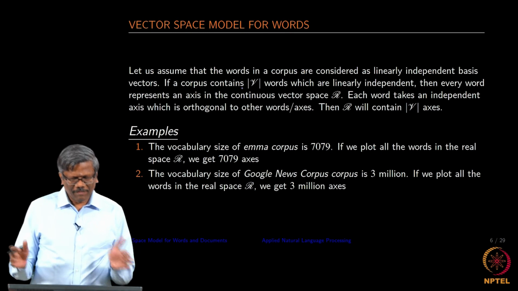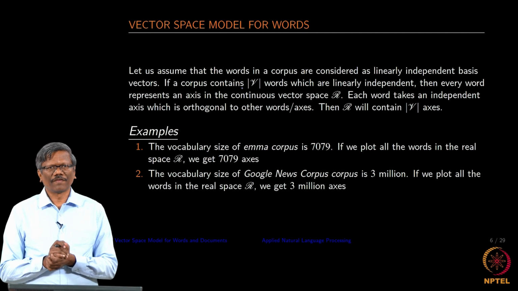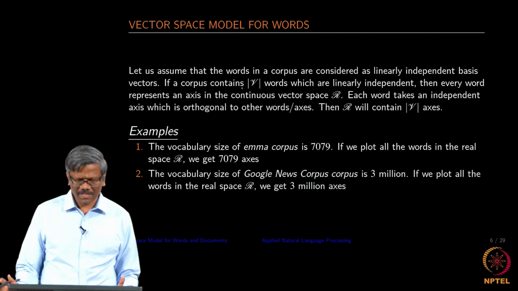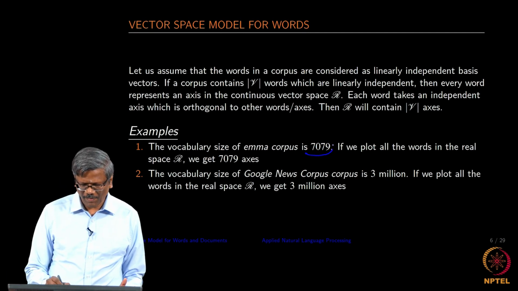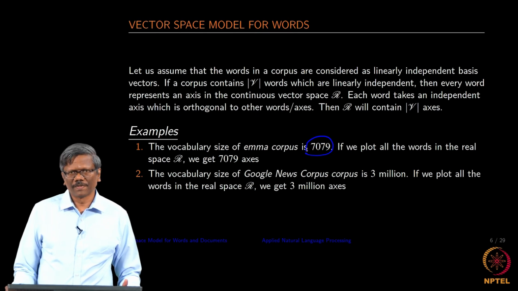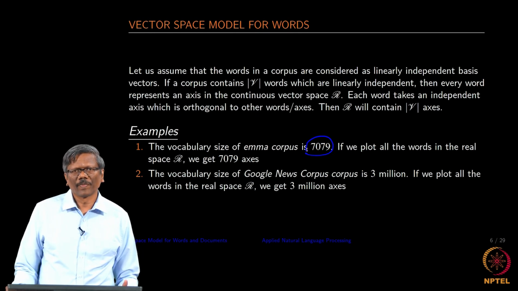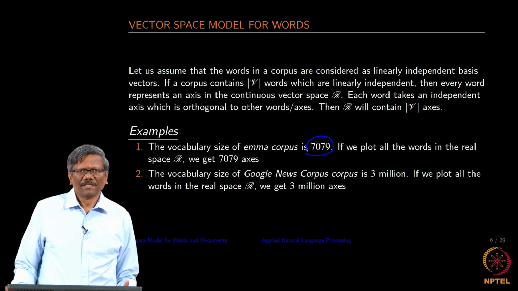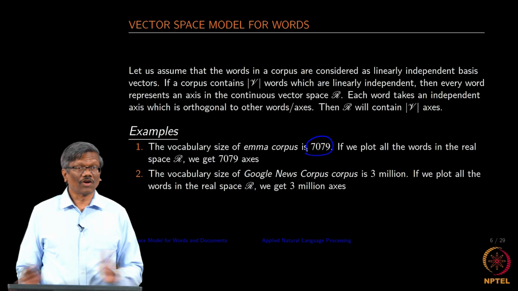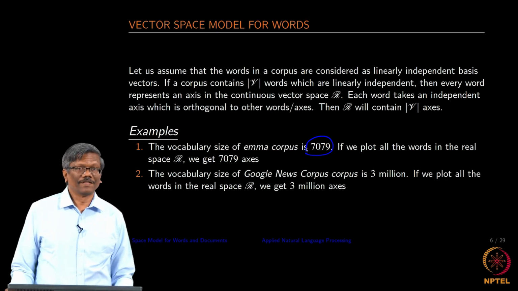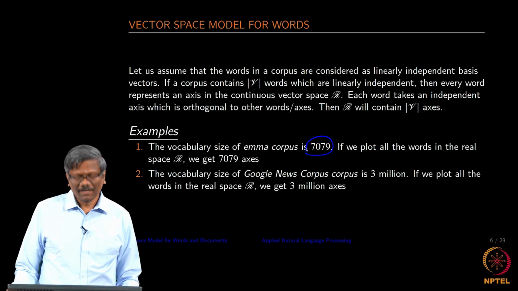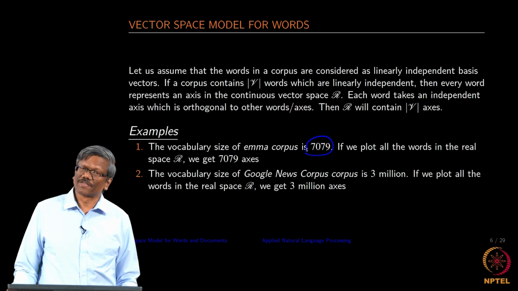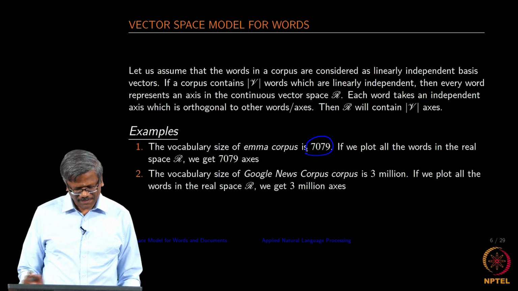So, for example, if you take one corpus and find out what the vocabulary within that corpus is, you will have some number. For example, if you take the EMMA corpus from the NLTK platform, it is going to be about 7079. That means there are going to be 7079 axes in that vector space. It is very hard to imagine beyond 3, but this is how it is going to be in natural language processing if you want to represent all the words in terms of axes.